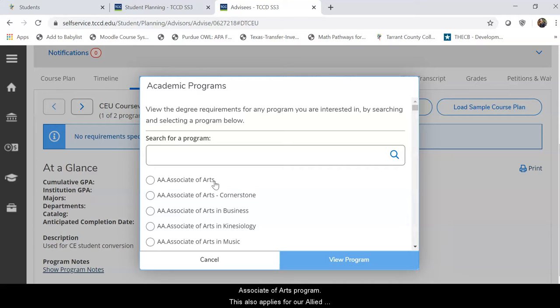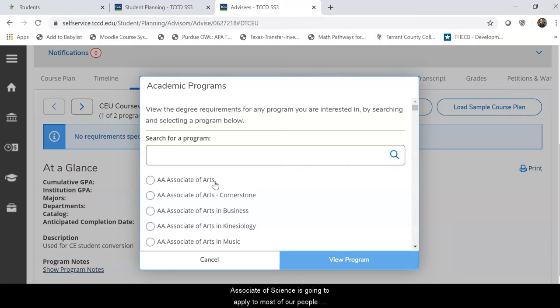This also applies for our allied healthcare students that are going to be applying to selective admissions programs. So nurses, physical therapy assistants, the sonography program, dental hygiene, nuclear medicine, nursing anesthesiology, radiology, respiratory care, CT scanning, MRI, all of you guys, you're going to start out on Associates of Arts.